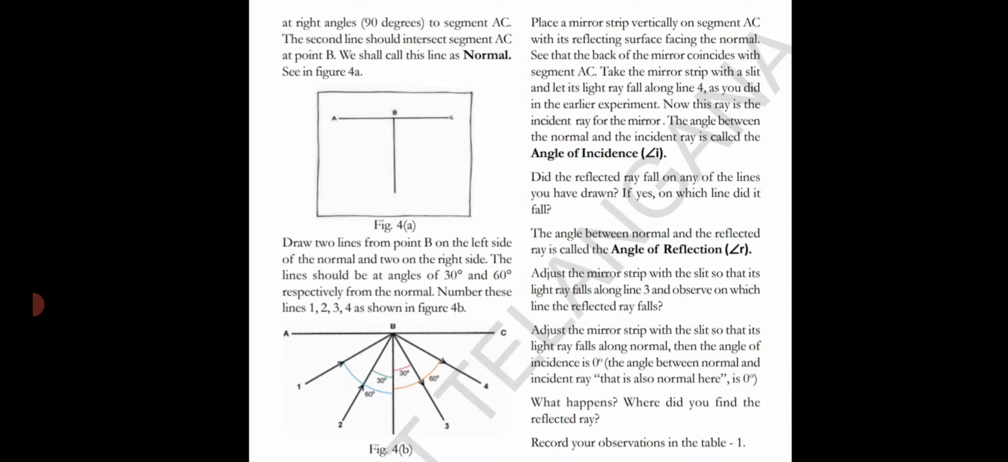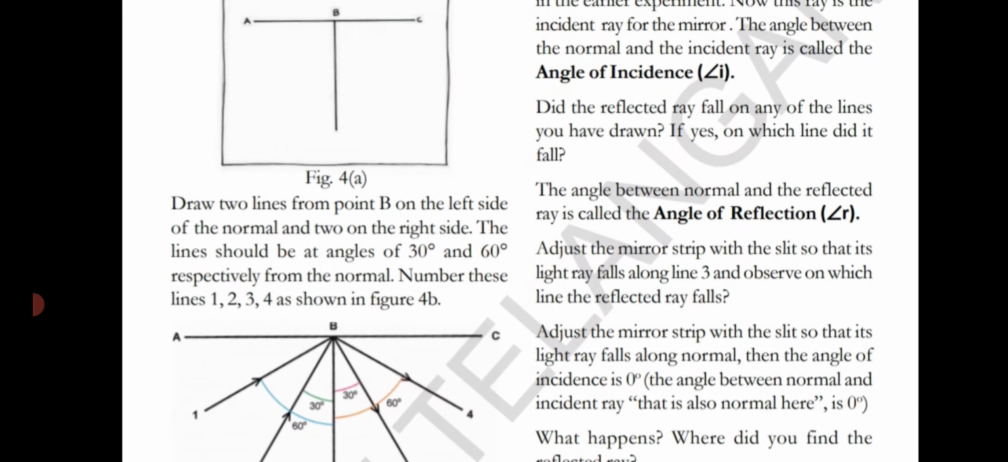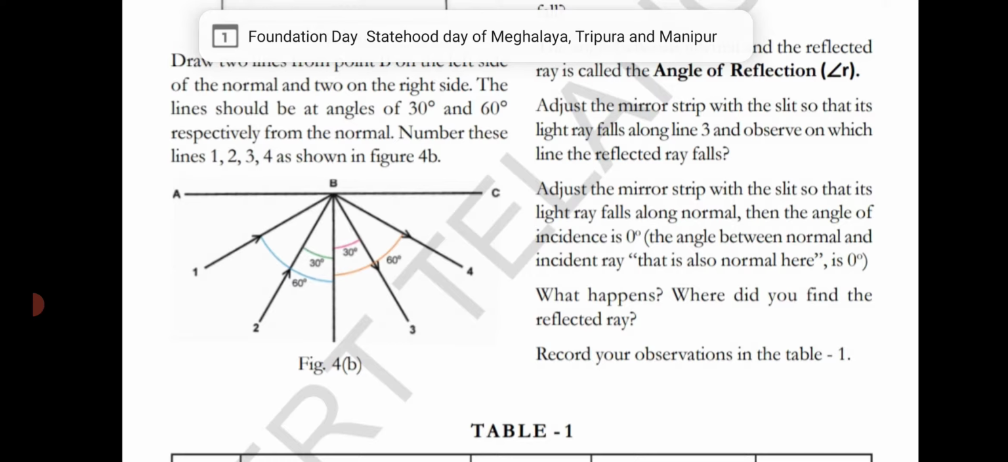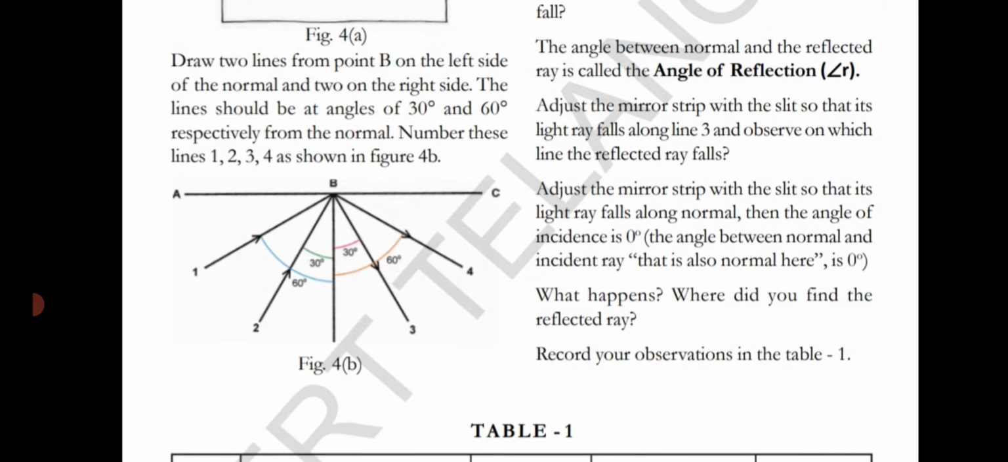Adjust the mirror strip with the slit so that its light ray falls along line 3 and observe on which line the reflected ray falls. Adjust the mirror strip with the slit so that its light ray falls along the normal. Then the angle of incidence is 0 degrees. The angle between the normal and the incident ray, which is also the normal, is 0 degrees.